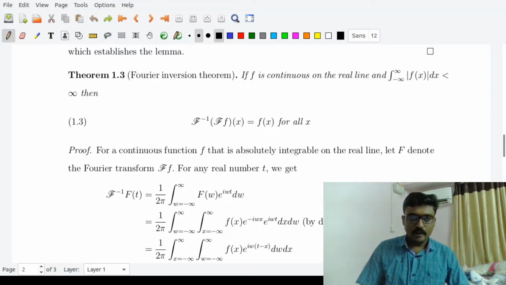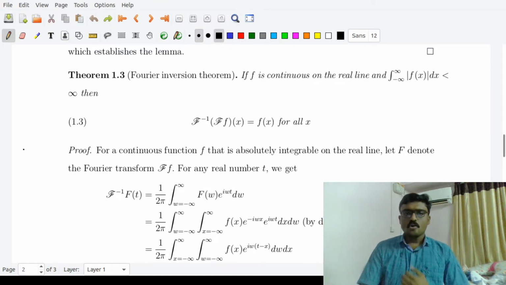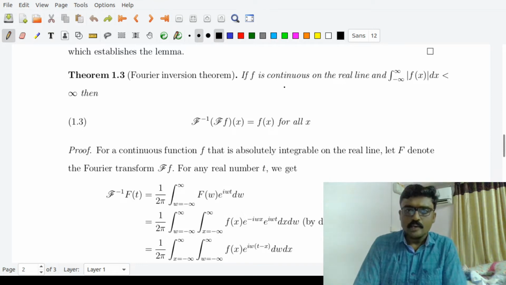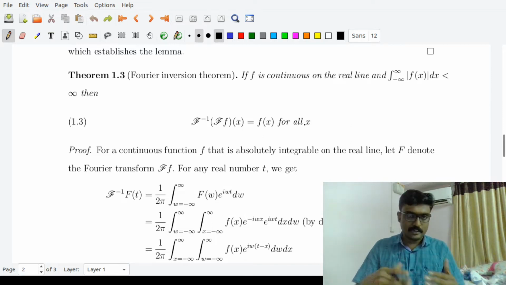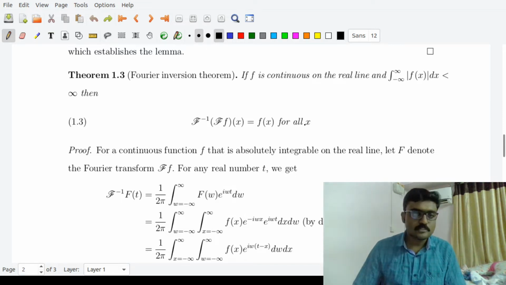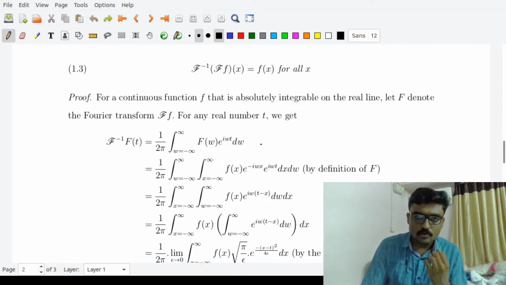Today I would like to discuss with you one of the important theorems, the Fourier inversion theorem. The Fourier inversion theorem says that if f is a continuous function on the real line and it is an absolutely integrable function, which means the integral from minus infinity to infinity of mod f of x dx is finite, then script F inverse of script F of f of x equals f of x for all x, which means F and F inverse cancel out. Okay, the proof is like this: take a continuous function f that is absolutely integrable on the real line.